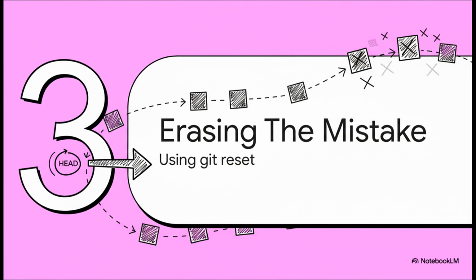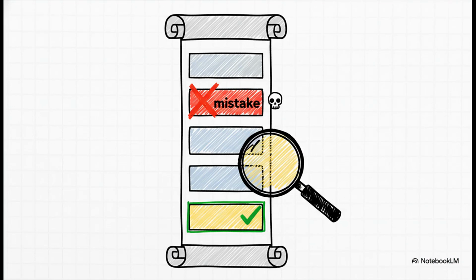What it does is let us move that head pointer, the tip of our current branch, back to an earlier point in history, effectively making it seem like the bad commits never even happened. But before we can jump in our time machine, we need to know where we're going. So we use git log to look at our project's history.